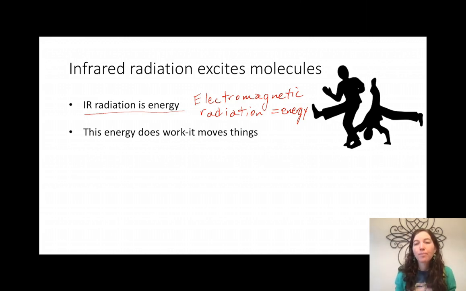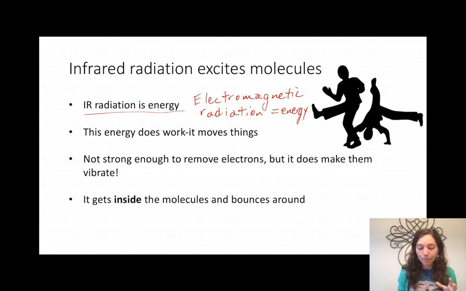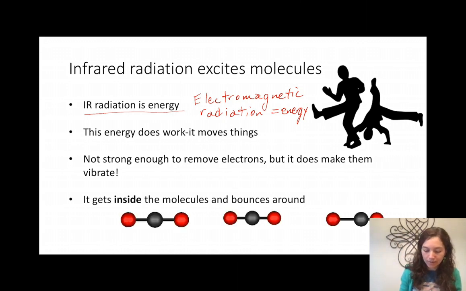It interacts with them. One thing that IR radiation does is it's not strong enough to remove electrons and break chemical bonds, but what it does do is cause them to vibrate. It is strong enough to cause that to happen. It actually gets inside the molecules and bounces around inside of them, and we're seeing them expand and move around. I'll show you how this works.